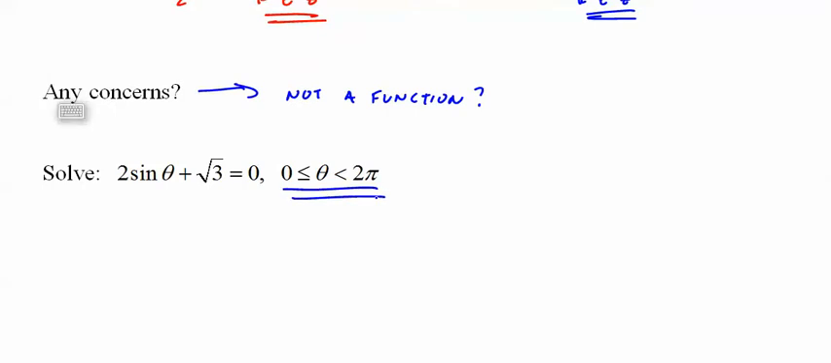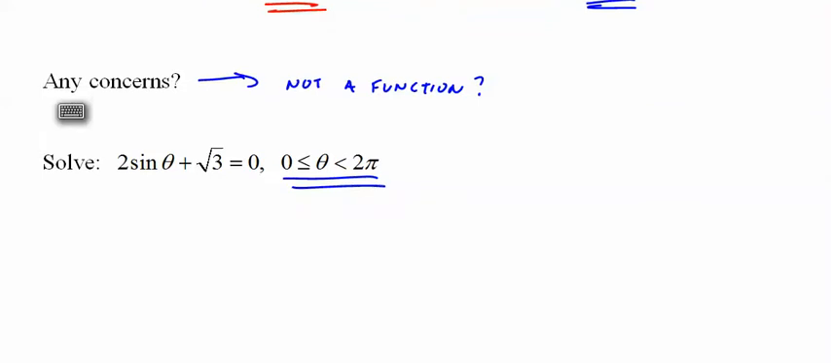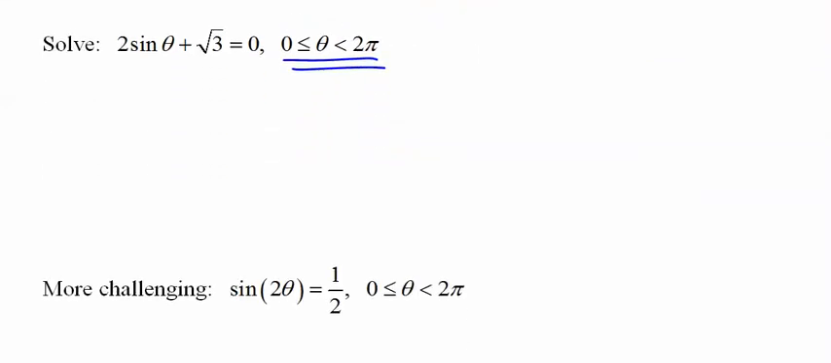Now, I made a big deal about arcsine and arc cosine and arctangent being functions. Here we don't care so much. Here we say, well, you get more than one solution, that's fine. So go and solve it. 2 sine of theta equals negative root 3. Sine of theta equals negative root 3 over 2.